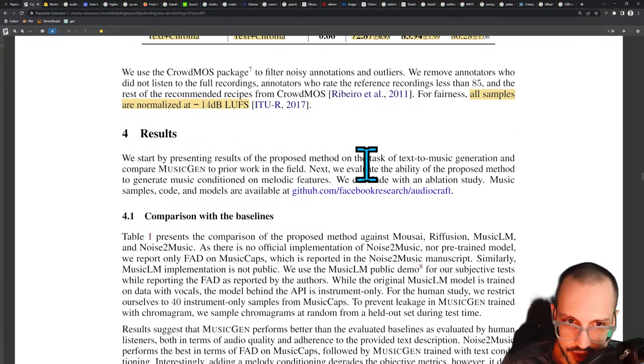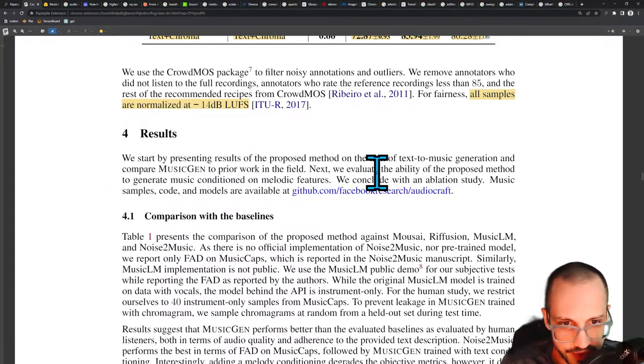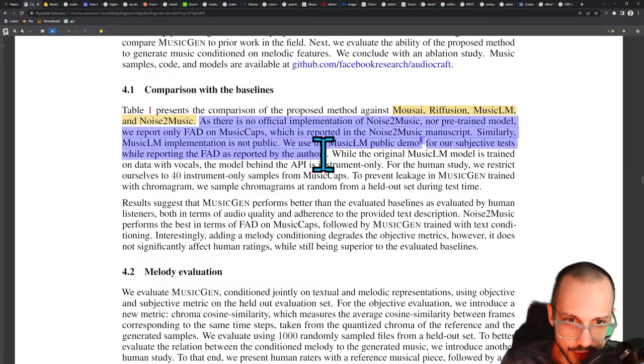We start by presenting the results on the task of text-to-music audio generation and compare MusicGen to prior works. We evaluate the ability of the proposed method to generate music conditioned on melodic features, and conclude with an ablation study. Present the comparison against these ones. There's no official implementation nor pre-trained model. Similarly, it is not public. So this is the unfortunate sorry state of music stuff, right? A lot of code is not available, models are not available, so they have to re-implement everything.